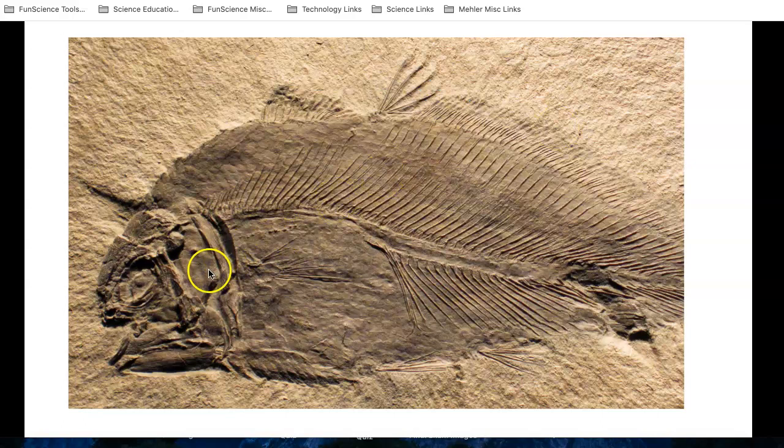Some fossils have amazing detail. For example, take a look at this fish. We can see its backbone in here. We can see the eye. We can see up here where the brain was. We can see the incredible detail that's in this shale, which is the rock that surrounds it.